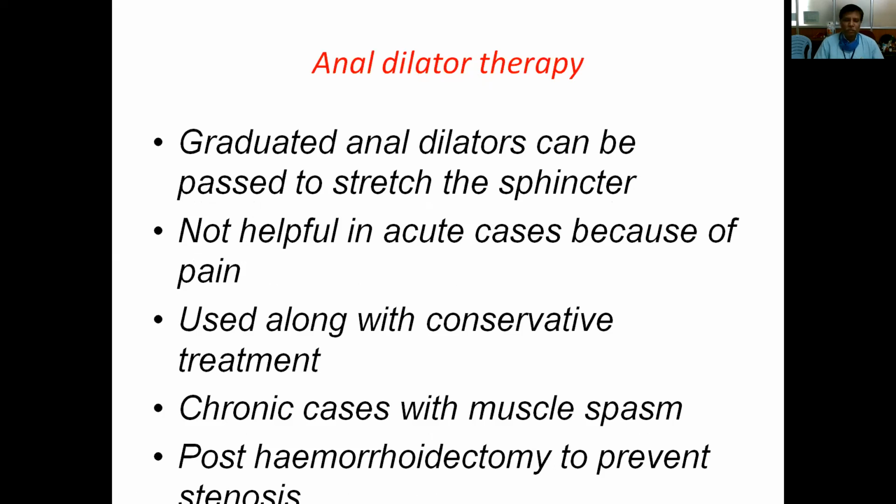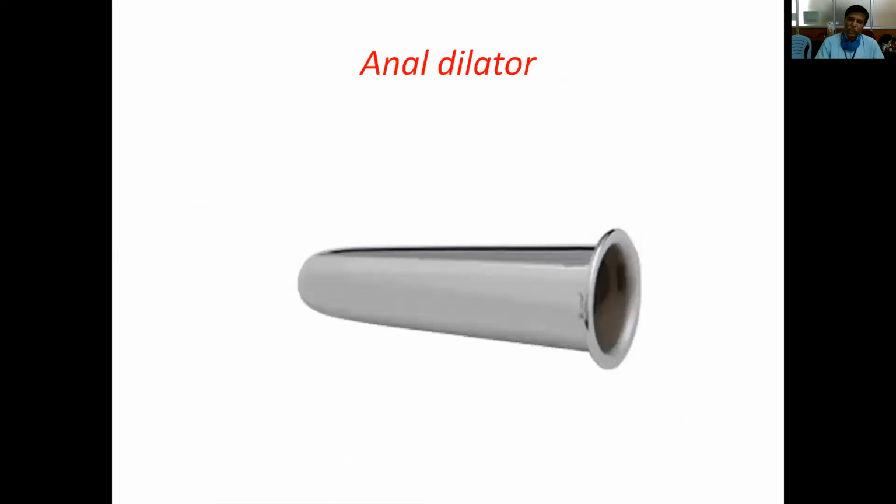The next thing is, before going in for surgical measures, via media you can try the anal dilator therapy. So you can see this anal dilator. You can apply lubricant here, and the person sitting in a squatting position can pass this dilator by himself and keep it there for 1 or 2 minutes and remove it. If you do this every day, the sphincter muscle will be gradually stretched and relaxed, avoiding the pain.